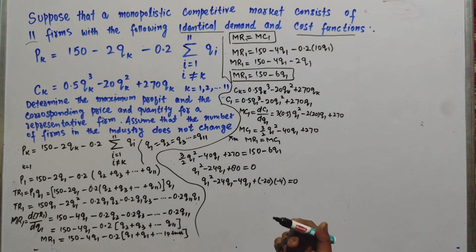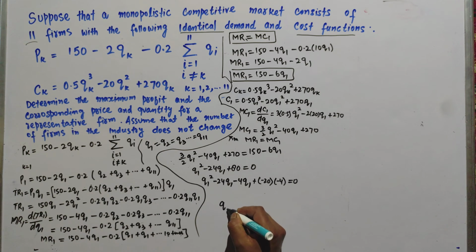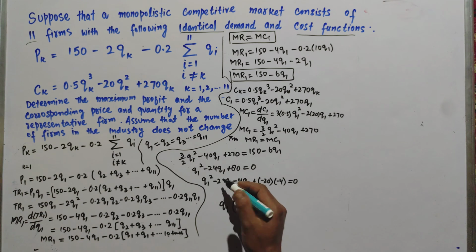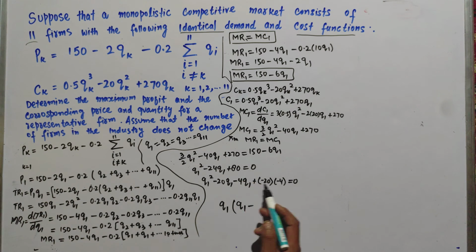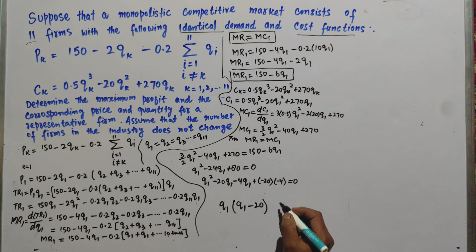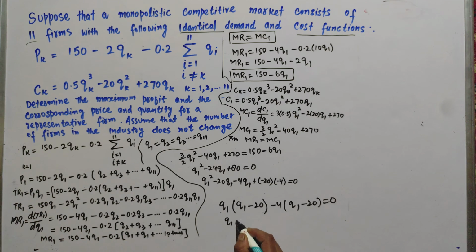So let's take q1 common. If I take q1 common in the first two terms, I will be left with q1 minus 20. Let's take minus 4 common in the last two terms. We will be left with q1 minus 20, which is equal to 0. Let's take q1 minus 20 common. We will be left with q1 minus 4, which will be equal to 0.